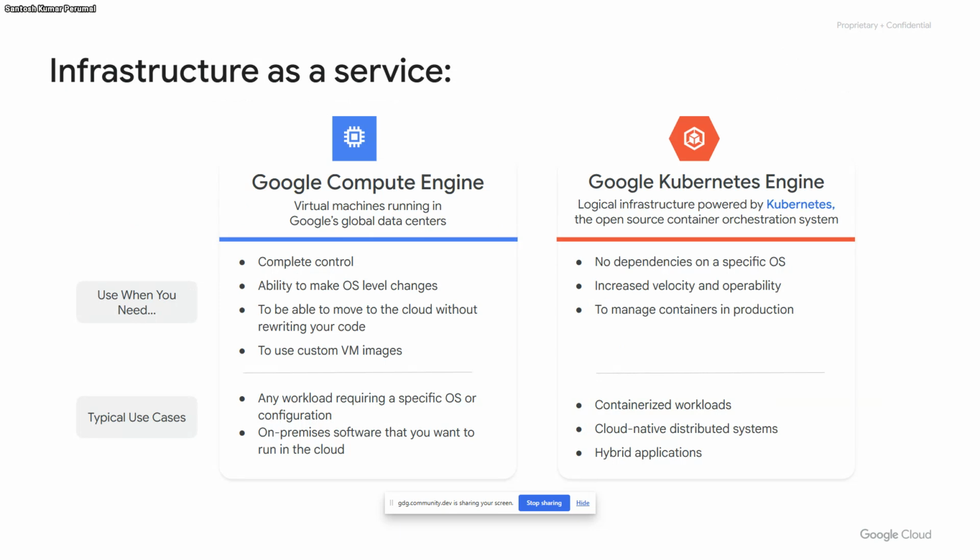So, infrastructure as a service. What we have to understand here is, what is infrastructure as a service, or IaaS? Google Compute Engine, or virtual machines running in Google global data centers, has multiple things. There are two things that you need to consider: the scope which Google covers, and the things that are part of your scope. So that's the main thing.